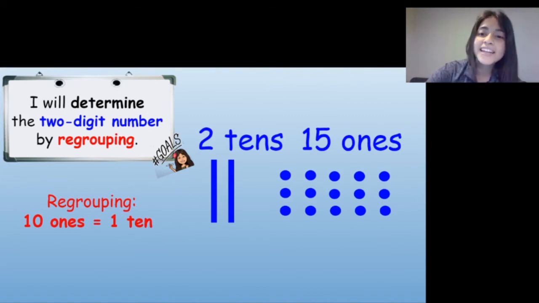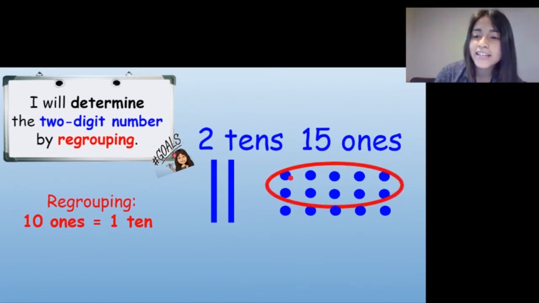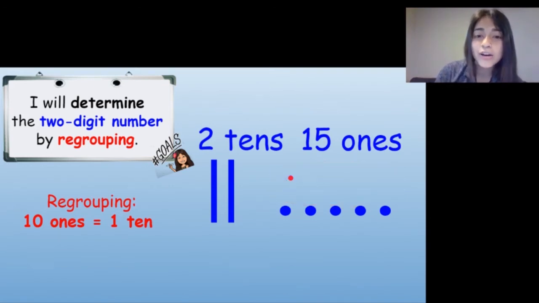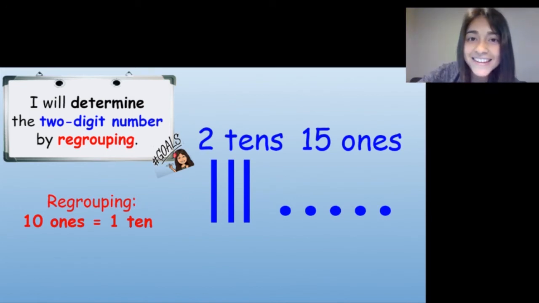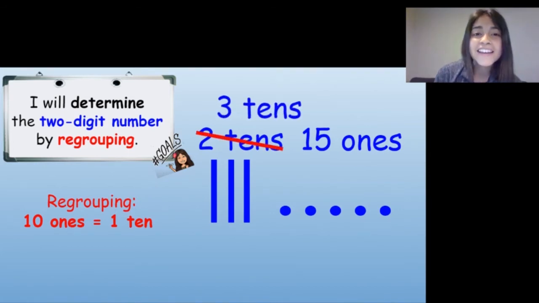That's it, they're right here. So I'm going to circle them, and now I'm going to exchange them for 1 10. And now, how many 10s do I have? Yeah, I have 3 10s. I just added one more 10 in. Now, how many ones do I have? You are so amazing. I have 5 ones.